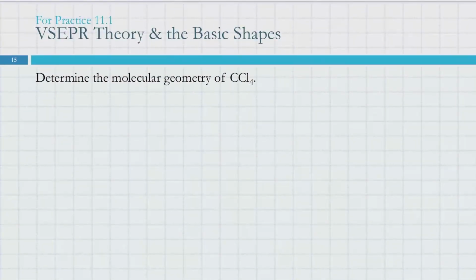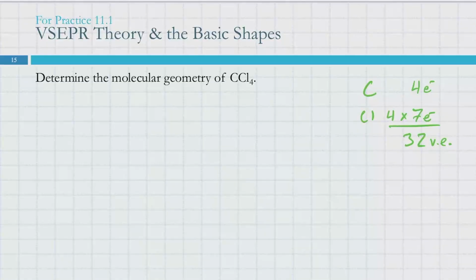Let's determine the molecular geometry of CCl4. To start, we need to be able to draw a Lewis structure for CCl4. We can go about this the long way. We've got a carbon, we've got chlorines, we've got 4 of them. Carbon is going to give us 4 valence electrons. Chlorine is going to give us 7 valence electrons each because of the column that they are in on the periodic table. So we'll do 4 times 7 plus 4, which gives us 32 valence electrons.